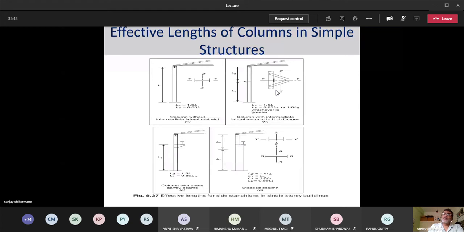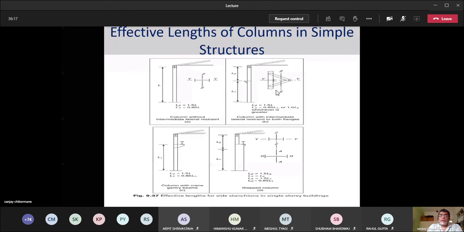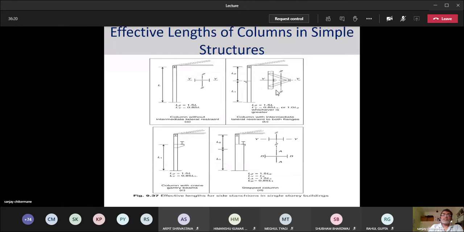If I look at the roof as a stiff beam, then in the Y direction the stiff beam ensures that it behaves like a frame with a side sway restraint. Yes, sir. Whereas in the Z direction, it will behave like a cantilever. Yes, sir. So when you look at effective lengths of columns in simple structures, in the Z direction you have a different Lz than the Ly.